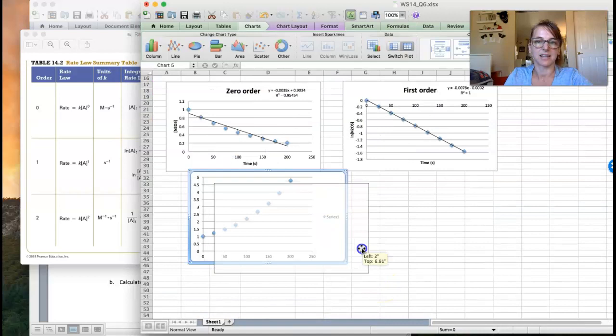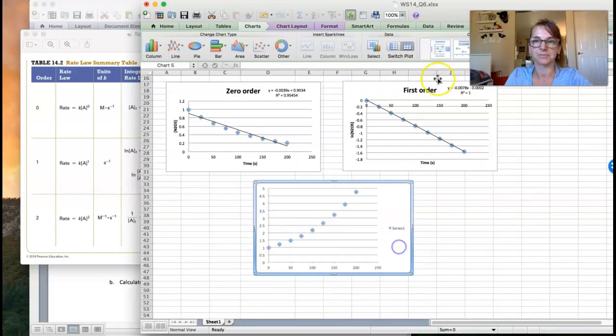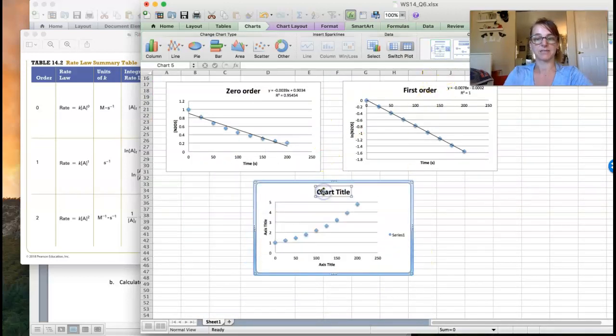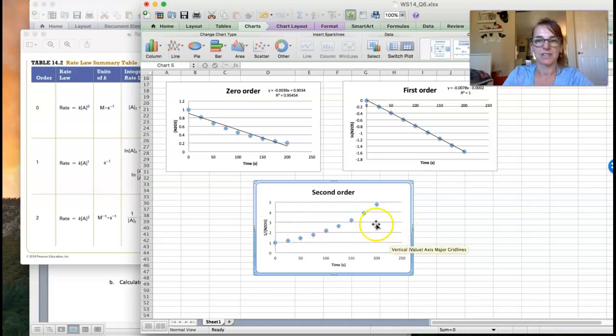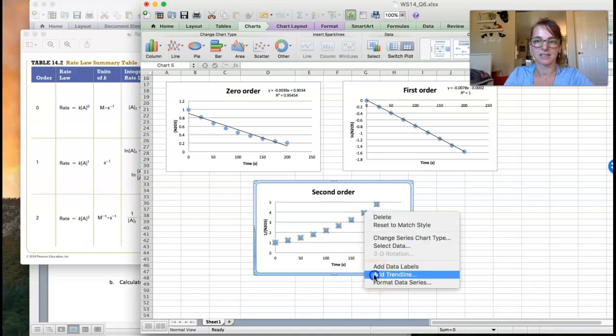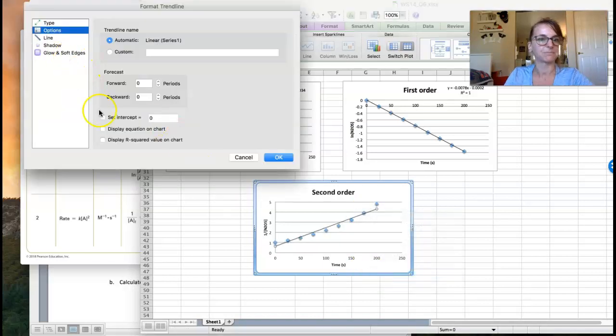I'll bring it back down here. We analyze it and compare them. This was if we followed second order kinetics. And we have time in seconds, 1 over the concentration of dinitrogen pentaoxide. Here we go. And I'm going to add a trend line just to look at the equation.